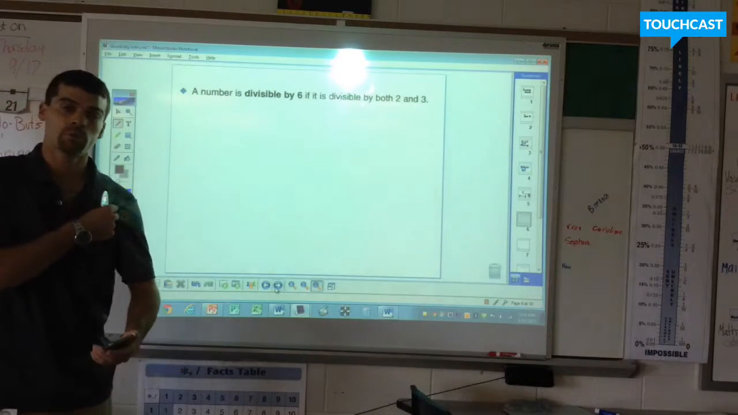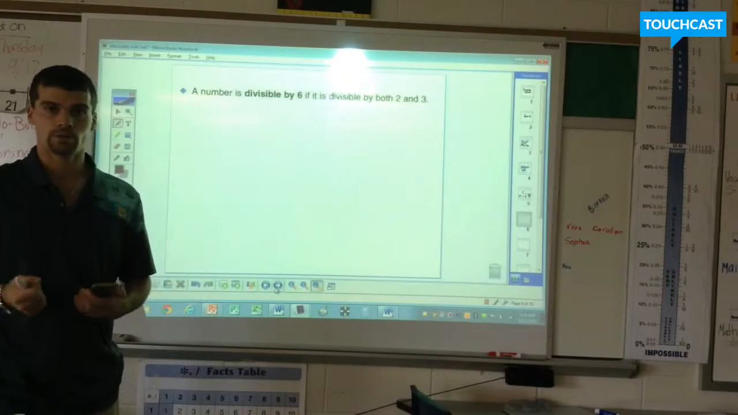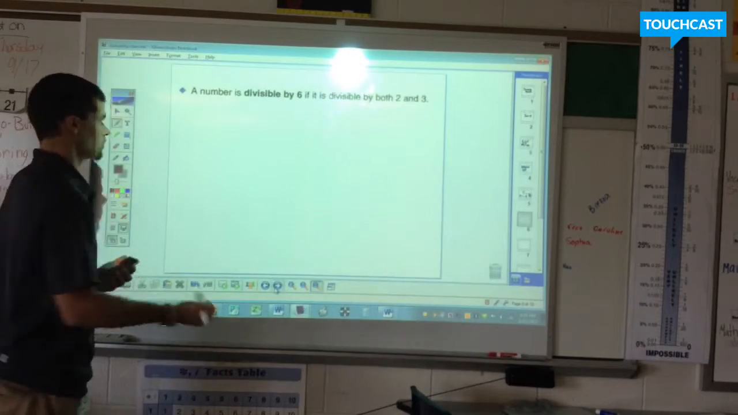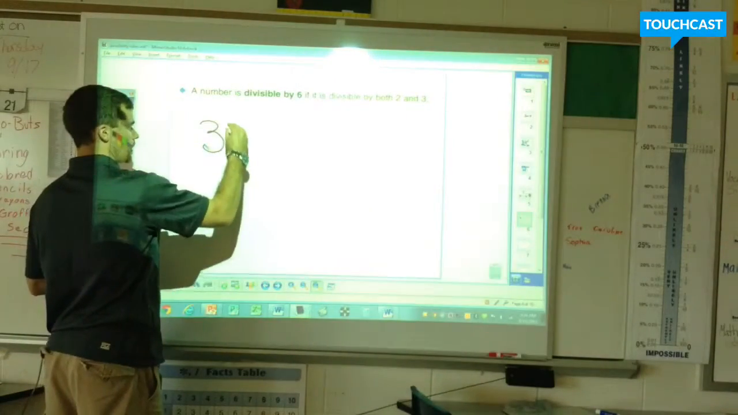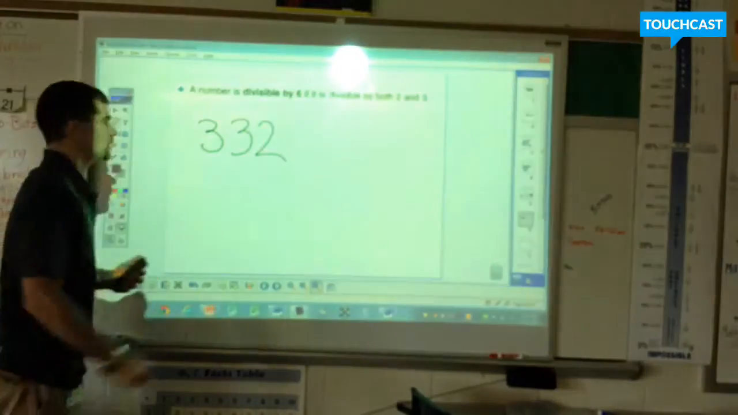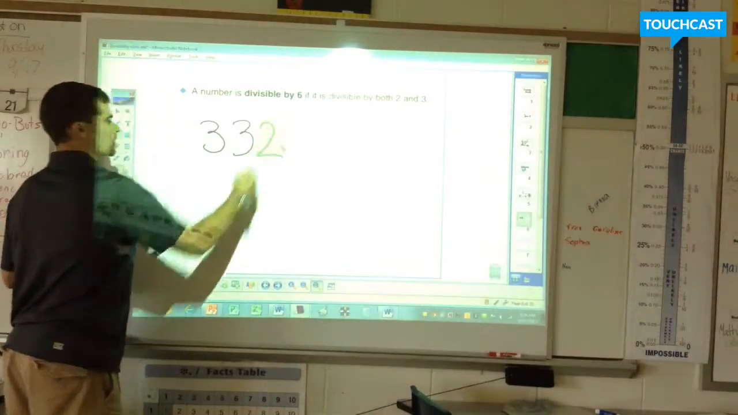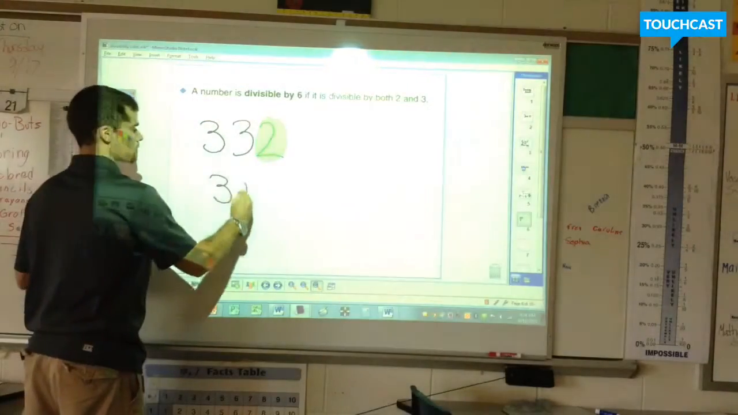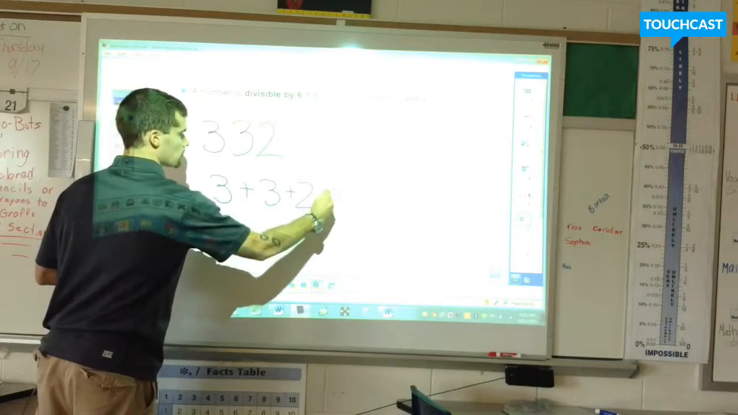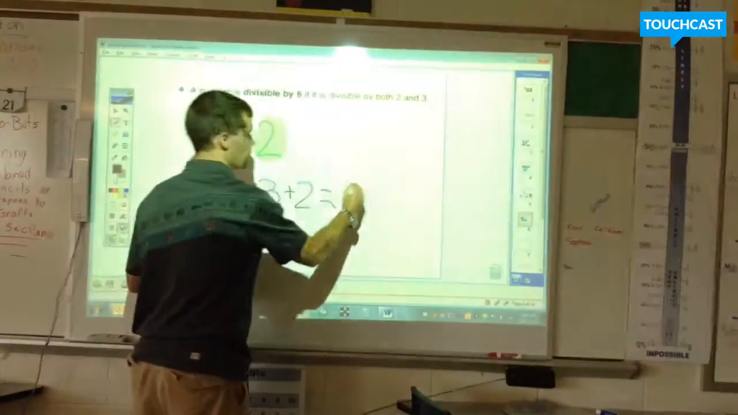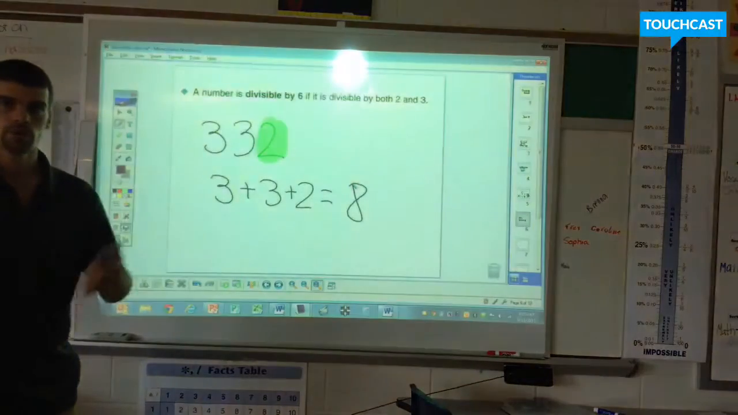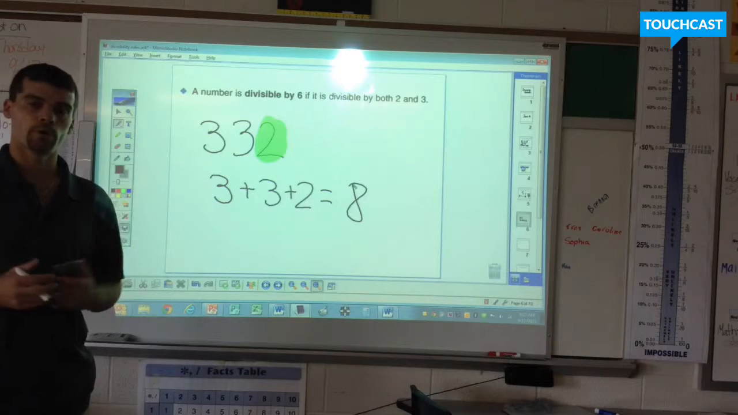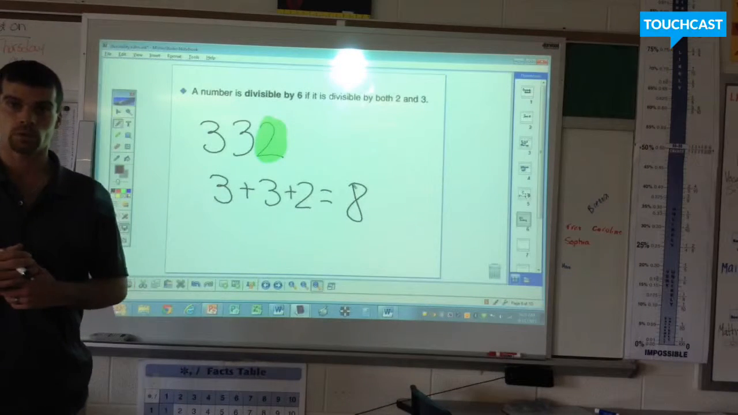6 is relatively simple. You need to analyze 2 and you need to analyze 3. If it is divisible by 2 and it is divisible by 3, then 6 works. So for example, 332. It is even, so 2 works. So it could be divisible by 6. If I add my digits, I get a sum of 8. 8 is not divisible by 3, so it is not divisible by 6. Okay, so we're analyzing 2 and 3. If 2 and 3 both work, then 6 is divisible as well.